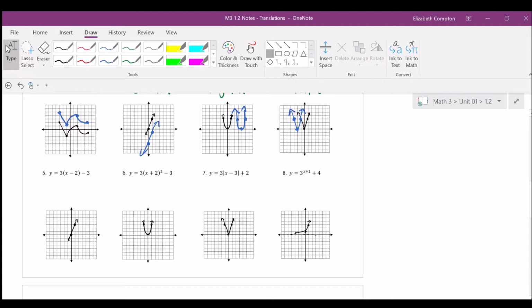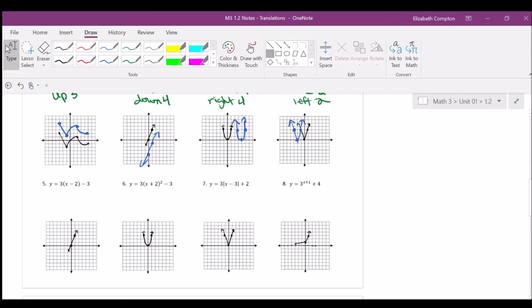Okay, so I want you on number 5, 6, 7, 8 to take a moment and pause, and write down the shifts and then actually shift each function. So number 5, this inside piece says I'm going right 2. This outside piece says down 3. So we're going to go right 2, down 3, right 2, down 3. Notice we still have that same slope. The slope was 3, slope is 3.